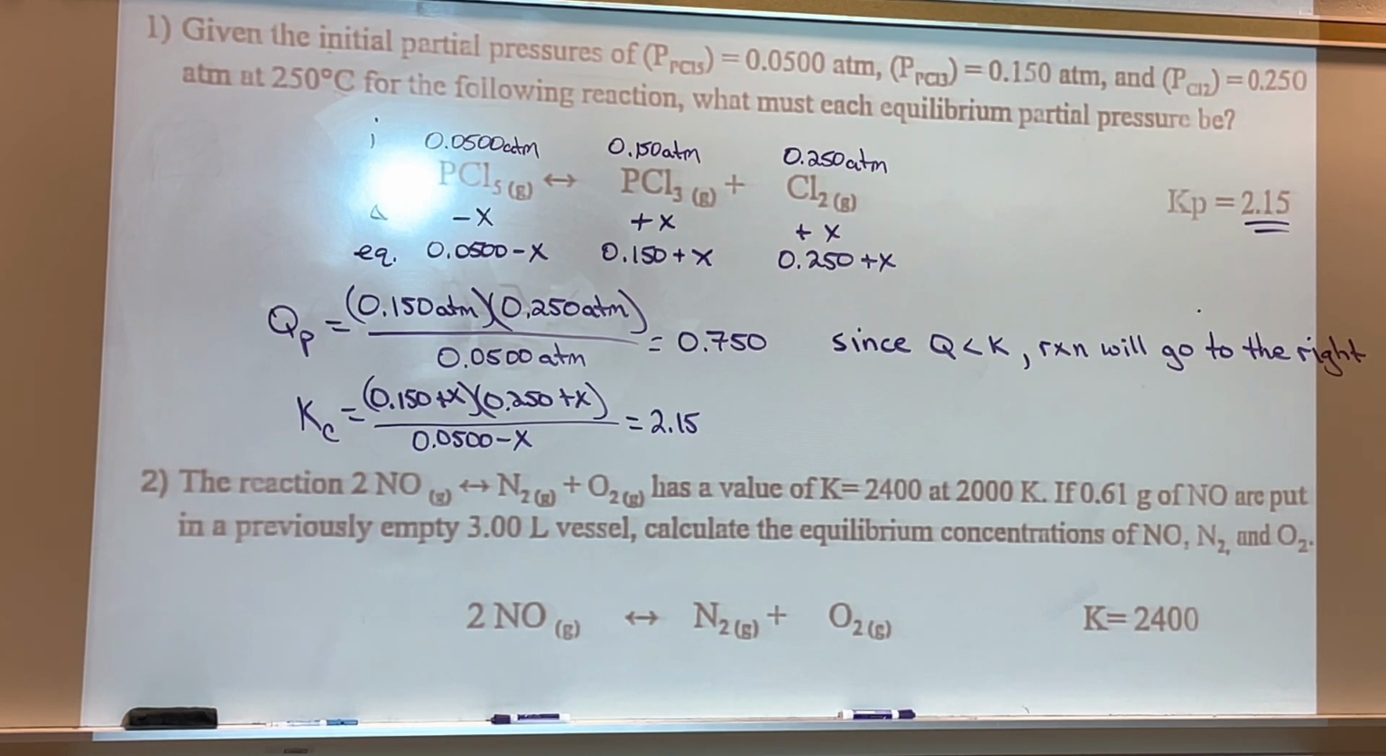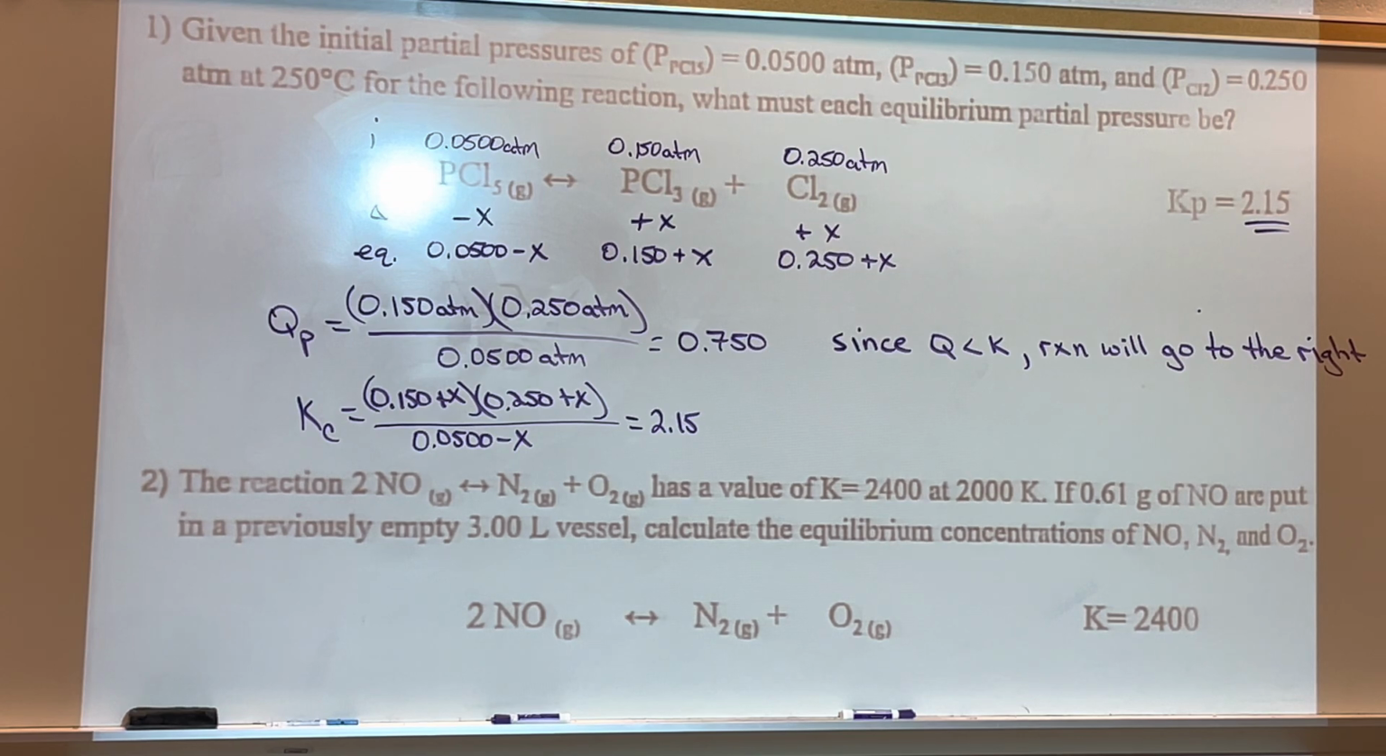Okay, Q is too small. Q is a ratio of products over reactants, just like K is. Since Q is less, that means to get to equilibrium, to make Q equal to K, you need a bigger numerator and a smaller denominator. You need more products, less reactants, so it's gonna go to the right.